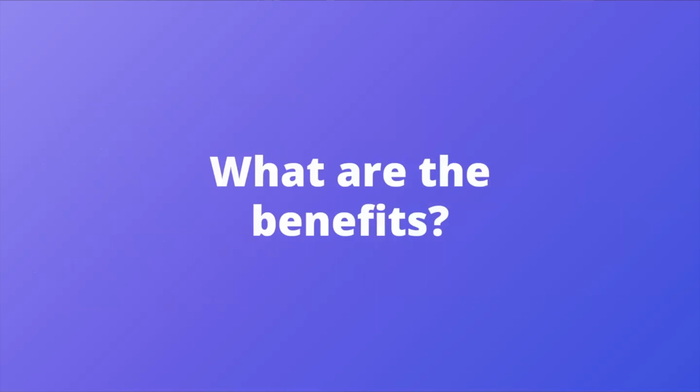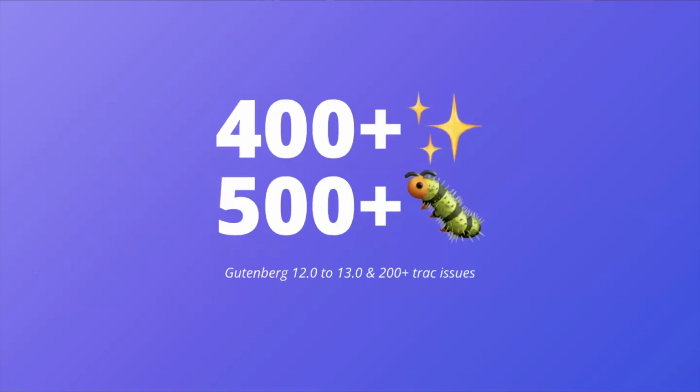So what are the benefits of this release? For starters, this release will take all of the great new features, enhancements, and gains from Gutenberg 12.0 to 13.0, along with over 200 closed Trac issues. So at a super high level, this means over 400 updates, that's what the sparkle emoji is indicating, and over 500 bug fixes for a single release.